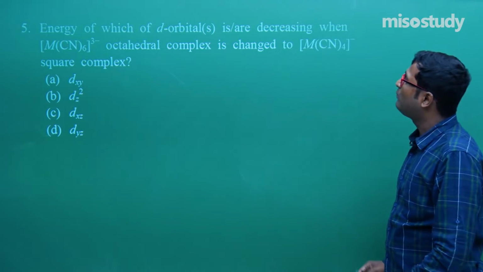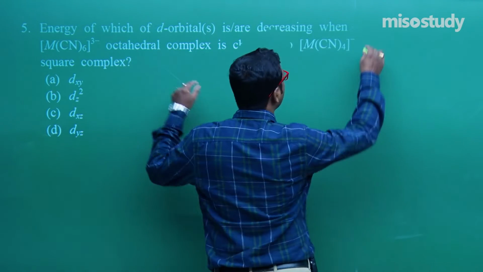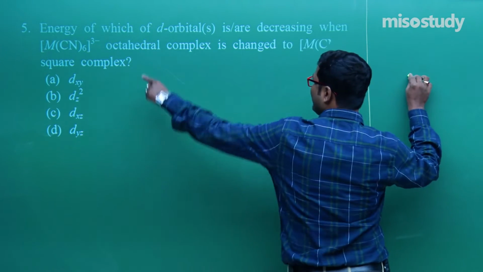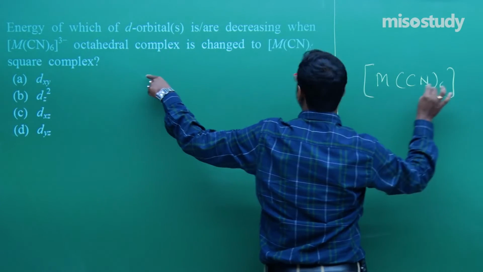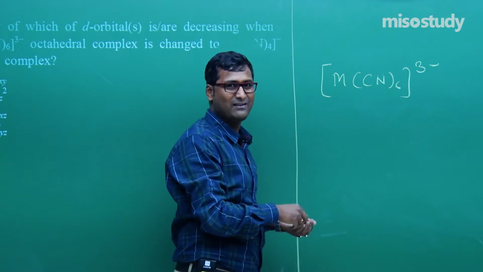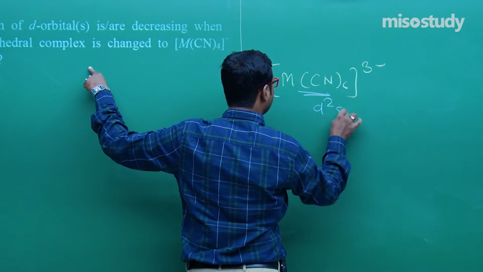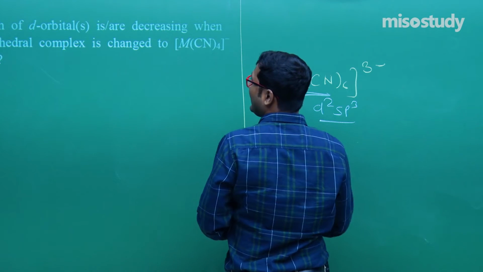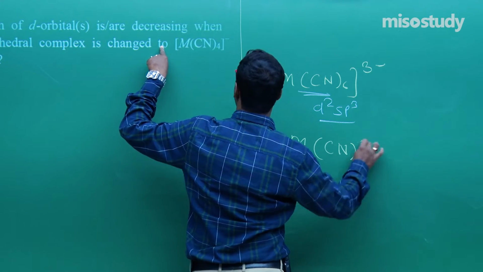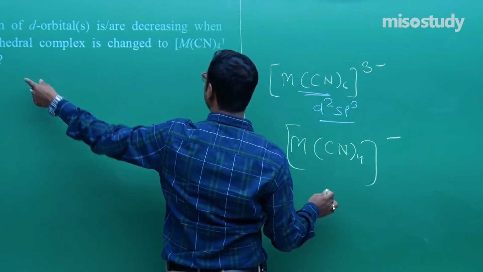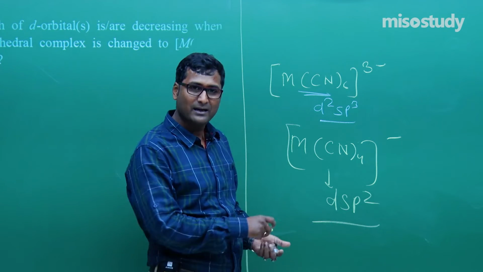Now, the energy of which d orbital decreases when M(CN)6 changes to M(CN)4? Wait for a moment, let me note down what is given here. M(CN)6 3-, clear? That is definitely an octahedral complex, and since there is CN, the hybridization will be d2sp3. It changes to M(CN)4 2-. Okay, that's good. Then what is given? A square complex, that is definitely dsp2 square planar complex.